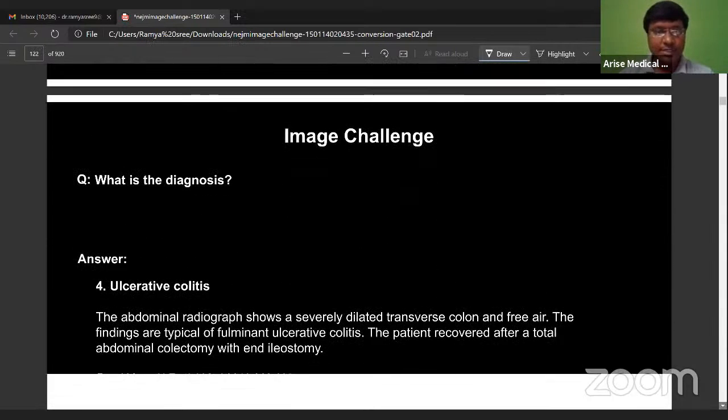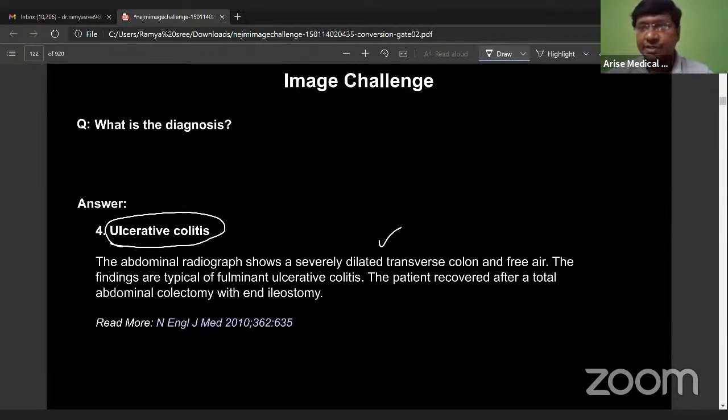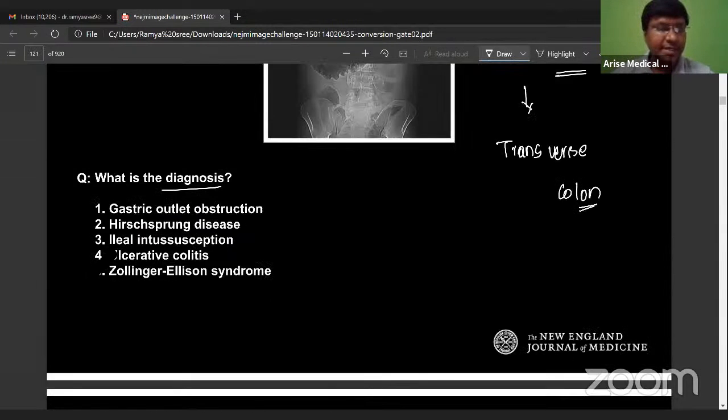Now, in which clinical scenario does the abdominal X-ray show a severely dilated transverse colon? That is in case of ulcerative colitis. So the answer to this question is ulcerative colitis. I got the correct answer from only one student, that is Santosh. Very good, Santosh. So the answer is ulcerative colitis. Now we will move on to the next question.